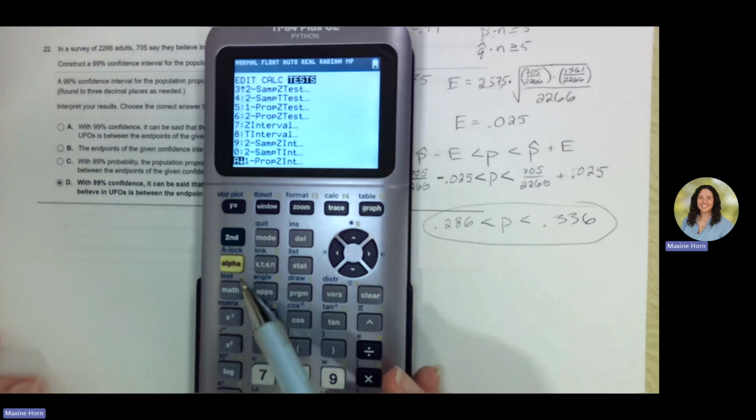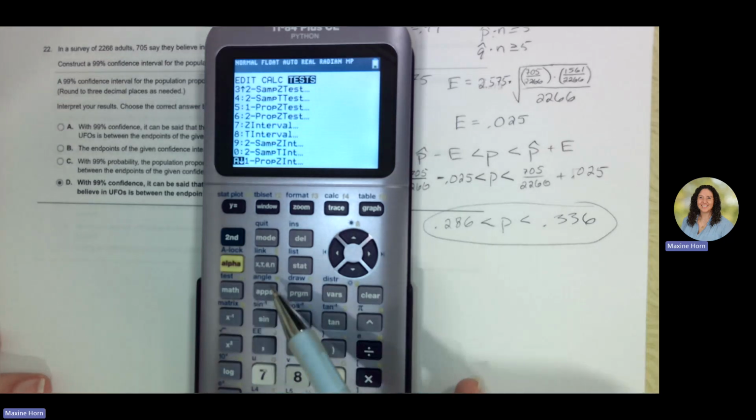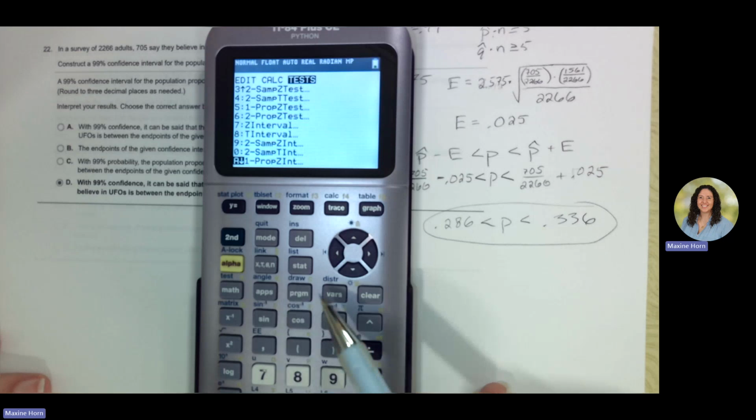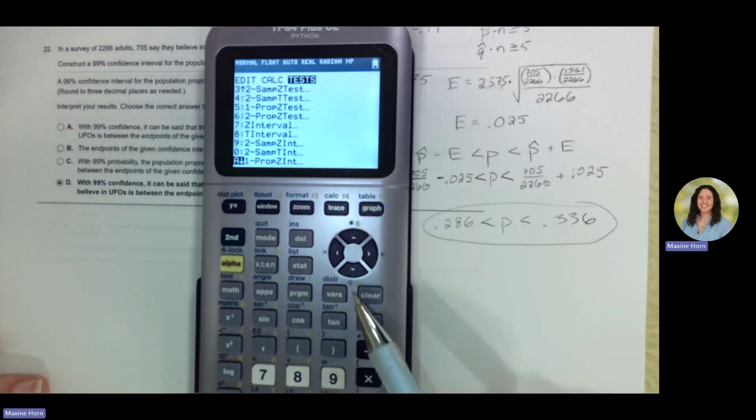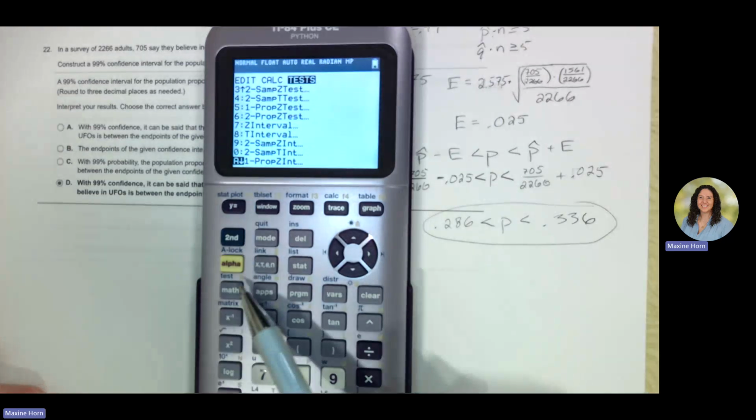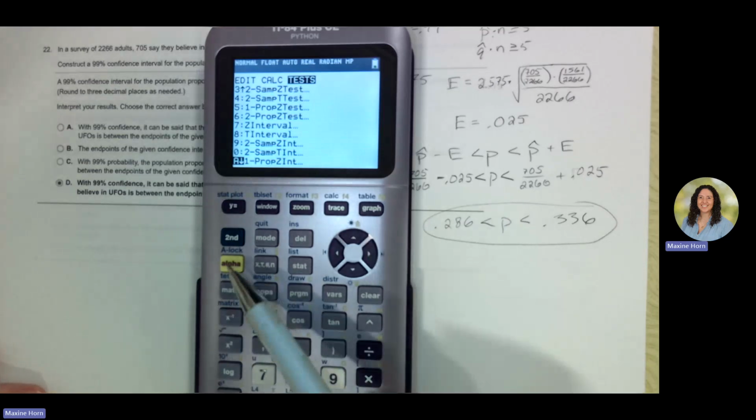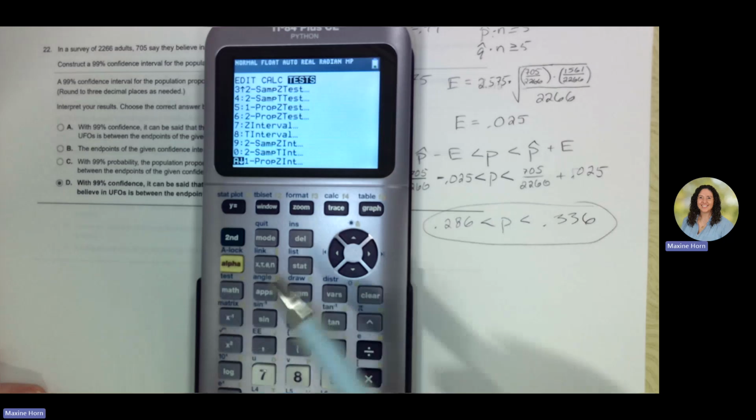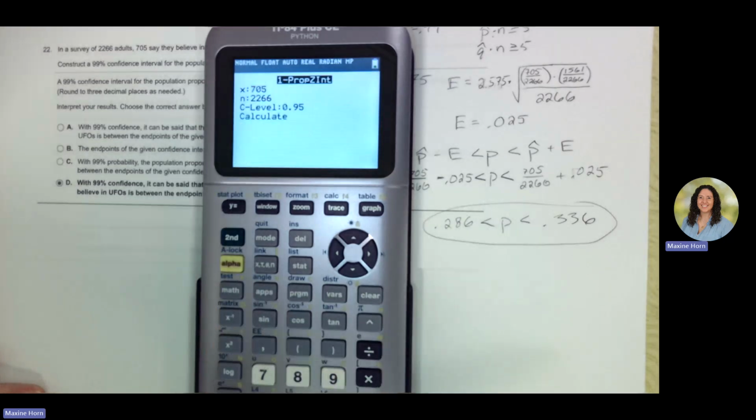If you see on mine, yours might be a different color, there's a yellow letter on top of each of the buttons. So on top of the apps button is a B, on top of the program button is a C, on top of the VARs button, well, there's not one there, on top of the inverse or x to the -1 is a D, so on and so forth. The A is above the math button. So I can either hit enter or I can hit alpha math and it will automatically select A. Okay, but either way you do it, go to A, 1 prop z int.